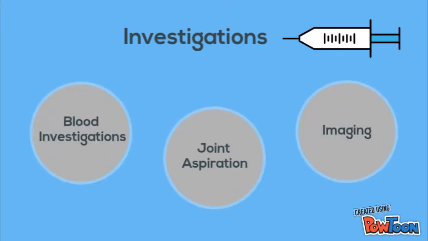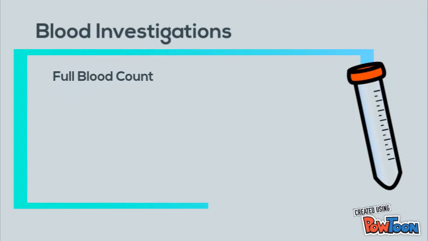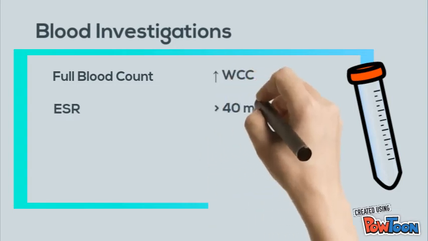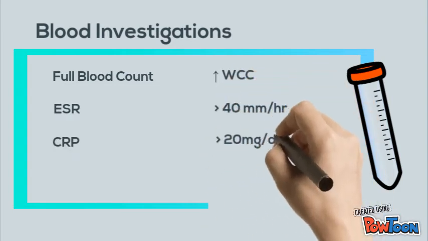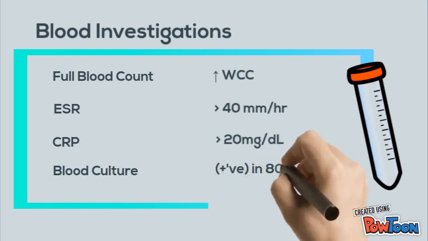Imaging may be used to exclude other pathologies, as X-rays show no early changes. There will be a full blood count showing increased white cells, with a differential illustrating neutrophilia. The ESR will be above 40 and CRP above 20. Blood culture is positive in 80% of cases.